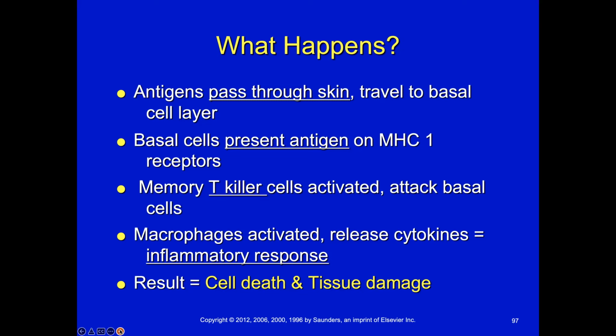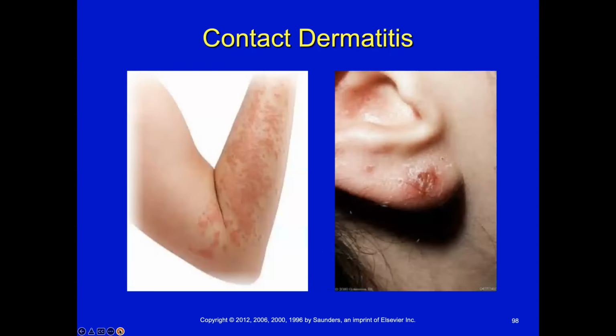These basal cells absorb these small little chemicals, and they present them as an antigen on the MHC1 receptors. So don't forget, MHC1 are linked to CD8 cells. Those are the killer cells. So the memory T killer cells are activated, and then they attack the basal cells. And then this again stimulates the inflammatory response. So you get cell death and tissue damage right at that basal cell layer. So you do get a rash, you get sort of blistering, and again, another very uncomfortable situation.